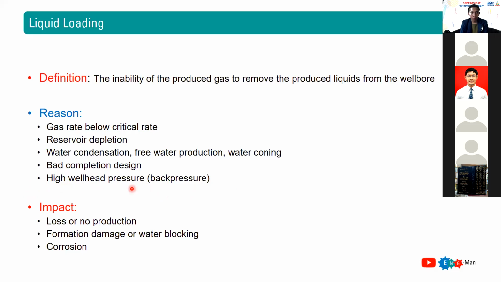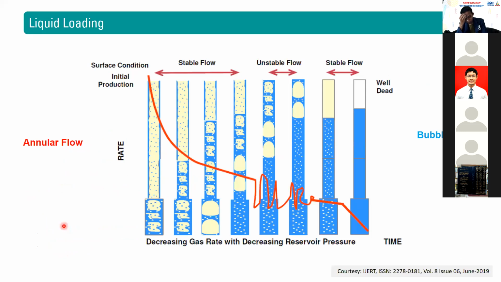Okay, what's the impact? Loss or no production at all. Okay, your well will die. You can also create formation damage or water blocking, and then of course corrosion. So the concept is like this one. First, you have a healthy well, a healthy flow condition like this one. You have annular flow. Okay, your gas is concentrating on the center part of your tubing, whereas all the liquids flow on the wall.